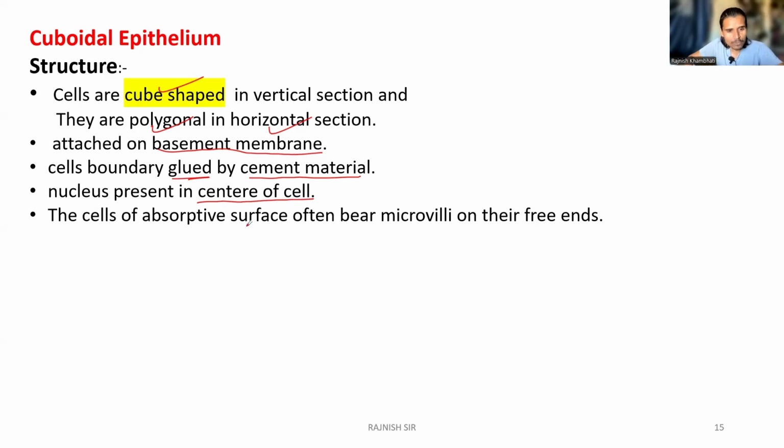Cells of the absorptive surface often bear microvilli. Sometimes these cells possess microvilli. What is a villus? First, this is a cell. Cube-shaped cells, in the center they have a nucleus and they are present on the basement membrane. So this is the basement membrane. Now, every epithelial tissue has two sides. Side number one is the open side. And this side is not open, or you can say the attached side.